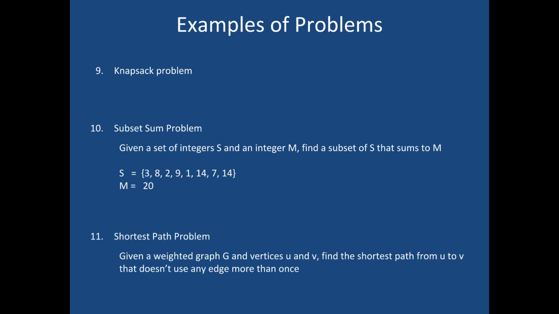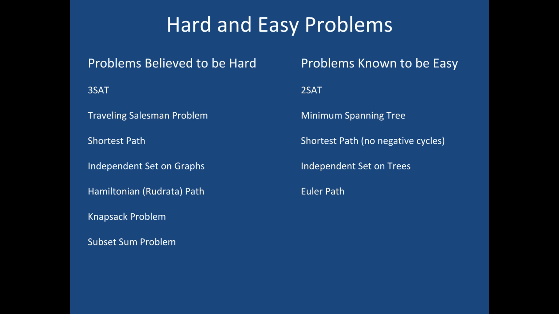Shortest path problem. So here I'm going to describe it. This isn't what we saw with Dijkstra's algorithm. This is more general. You're given a weighted graph G and vertices U and V. Find the shortest path from U to V that doesn't use any edge more than once. That's how you describe the shortest path problem when there are negative cycles. You sort of deal with the negative cycles by saying you're not allowed to use an edge more than once. We're looking for the shortest simple path. So that's not a problem that Dijkstra's algorithm can solve, or any of the algorithms we study can solve. That's the generalized shortest path problem.